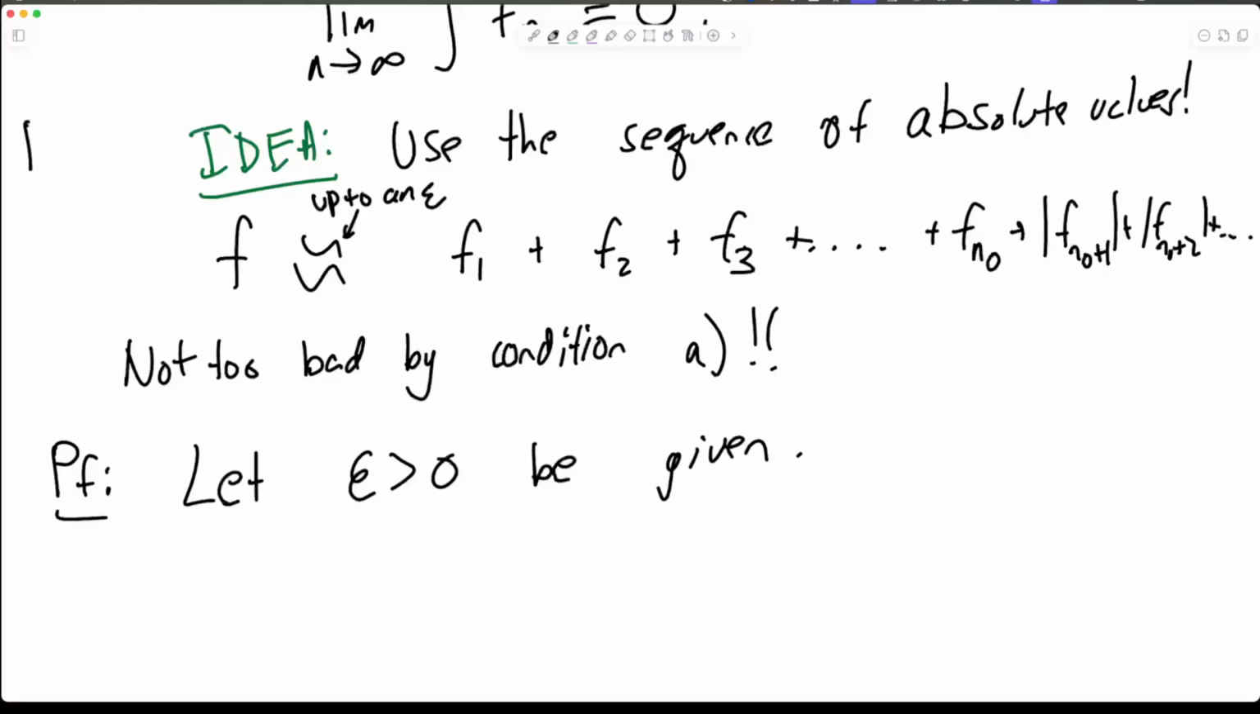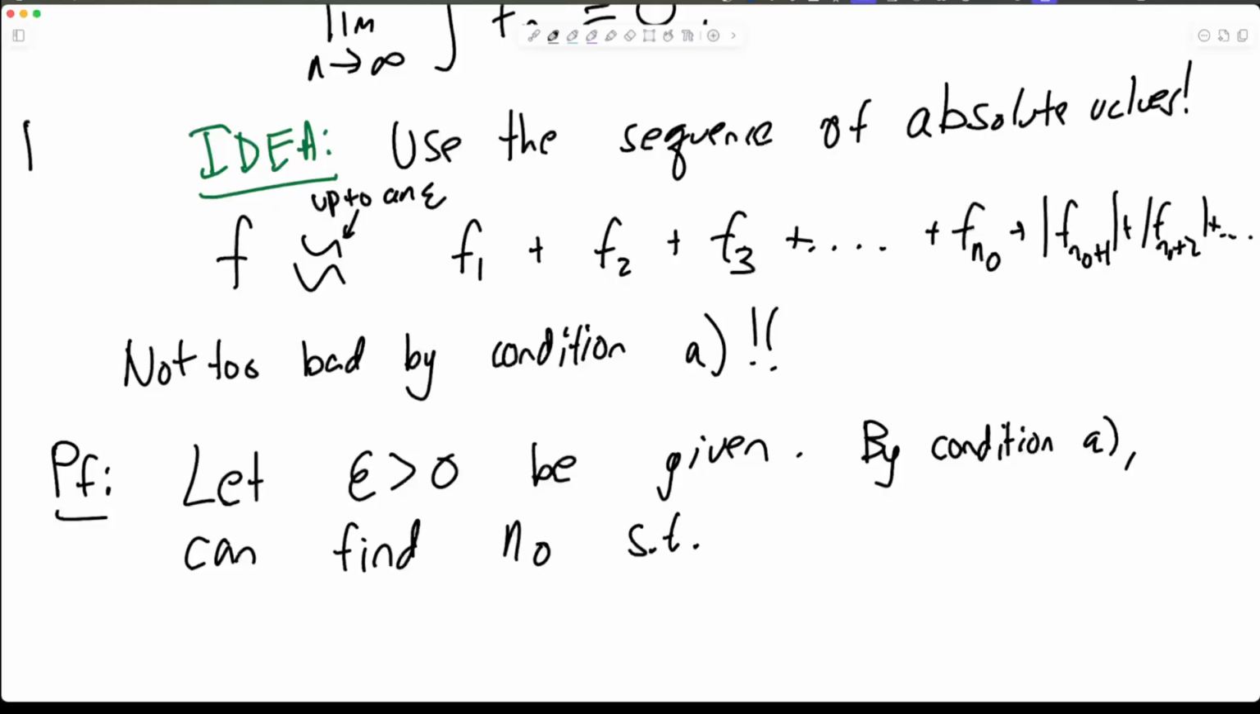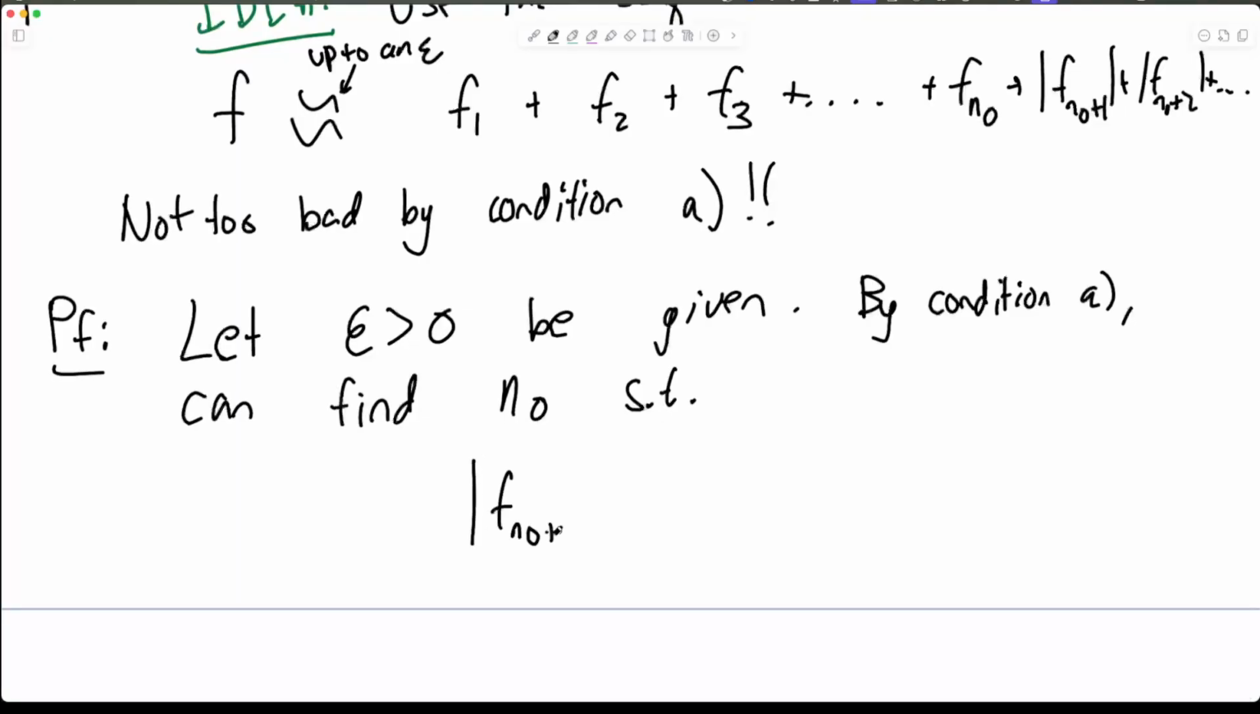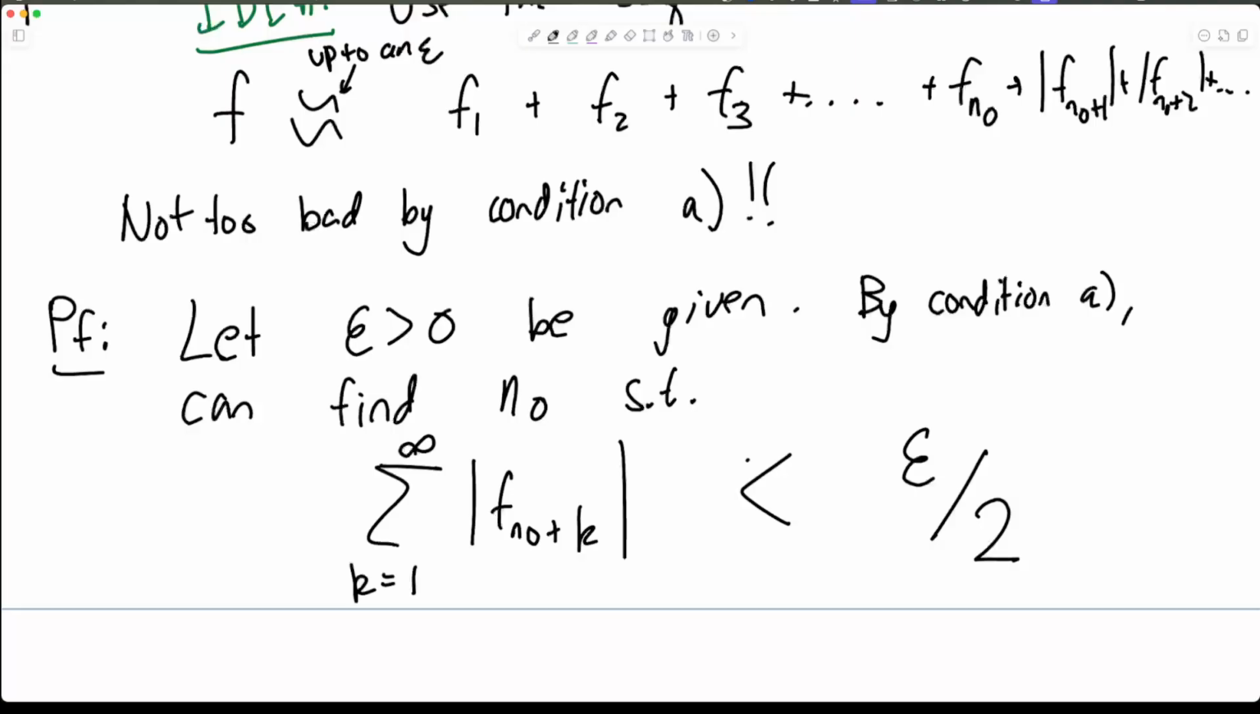So, epsilon greater than 0 is given. By condition A, we can find n naught such that this infinite sum, f n naught plus 1 plus f n naught plus 2, let me write it with a k, the infinite sum of f n naught plus k in absolute value, if you add it up all the way from k equals 1 to infinity, so this is again just the tail starting at n naught, that is going to be small. And how small do I want it? It turns out I want it to be less than epsilon divided by 2. There's going to be another source of error, so it is going to appear twice.